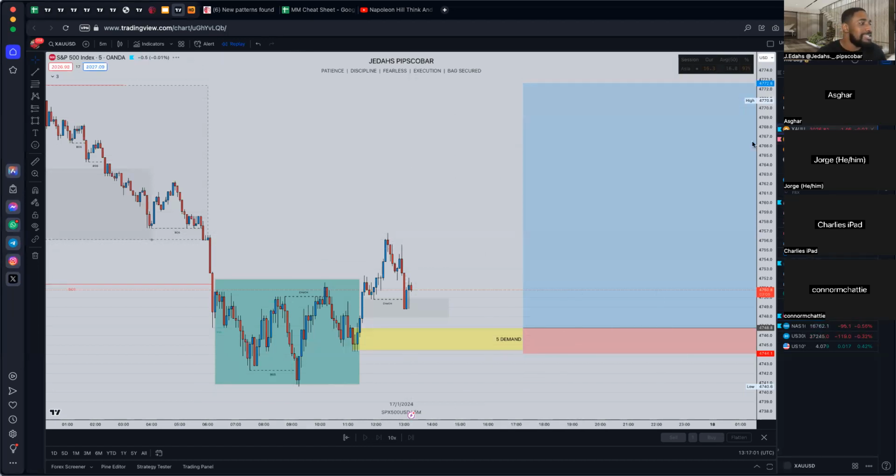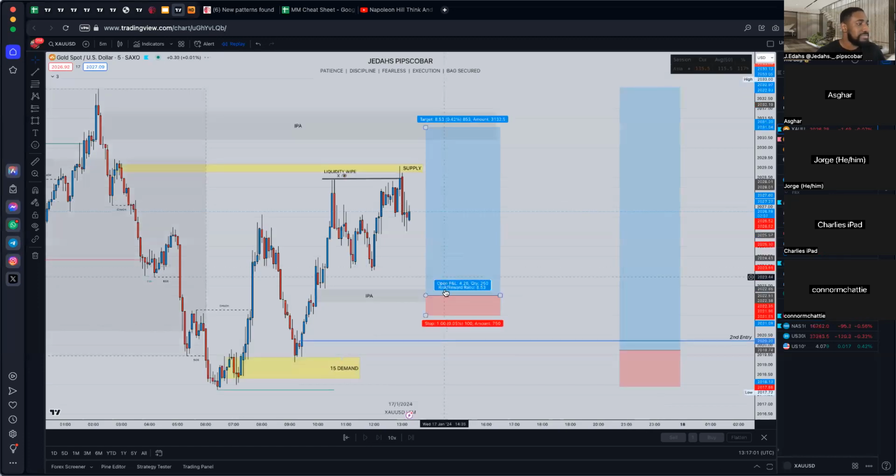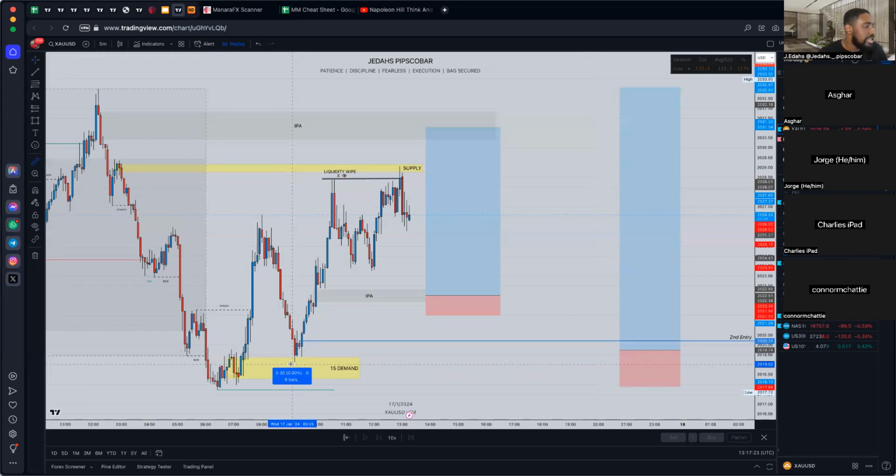For gold specifically, entry IPA number one, 2022.50, and then stop loss just under that 5-minute demand candle, which is 2021.50. That should be about a 10 pip stop. And then my preferred entry would be at 2020, and then stop loss just under this demand area here, which should be about 12 to 13 pips. So again, now should be 2019.